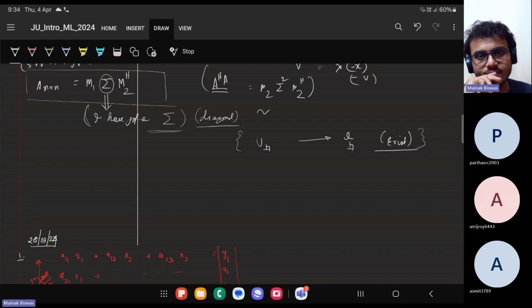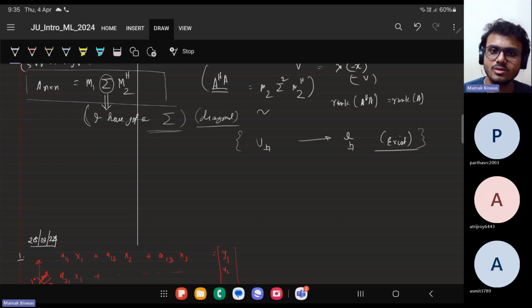If they're similar, you will get the rank of A is equal to the rank of A Hermitian A. Yes or no? So the number of singular values is equal to the rank of the matrix. All these things you will get. Rank of A Hermitian A is equal to rank of A. Yes or no? We have seen this. Rank of A transpose A is equal to rank of A.